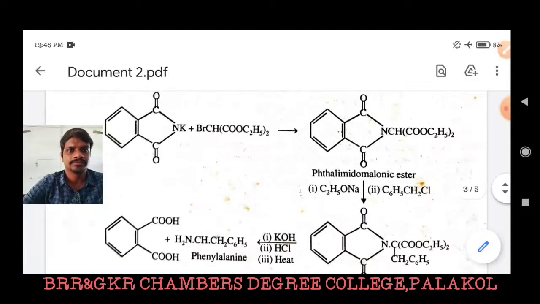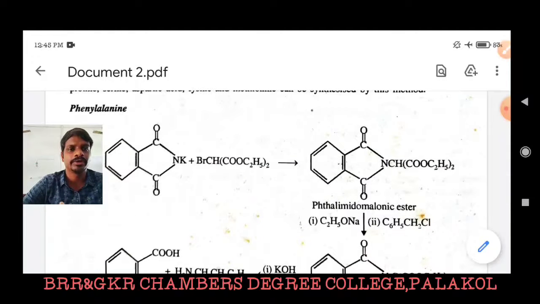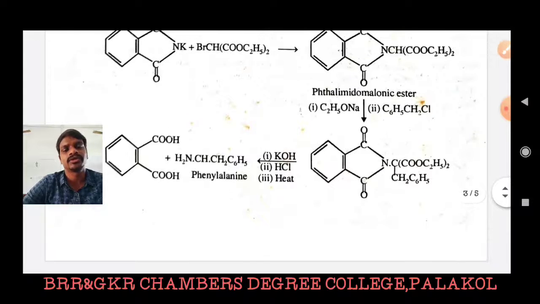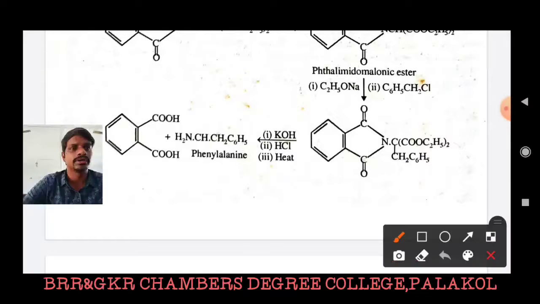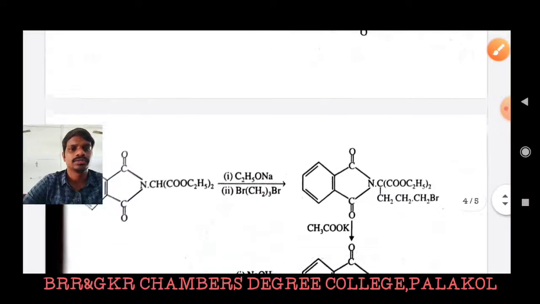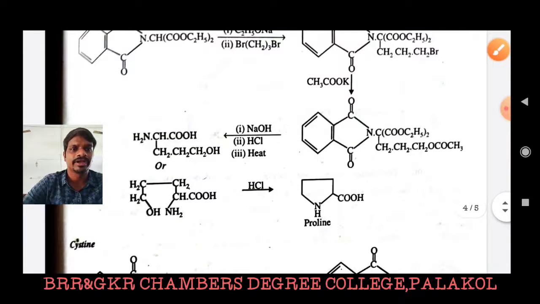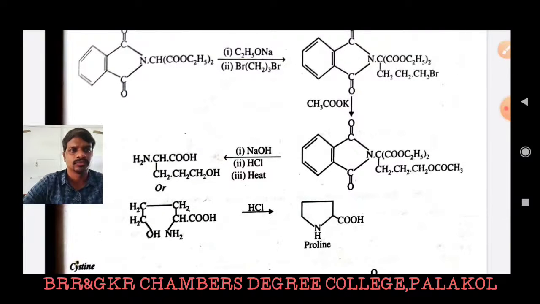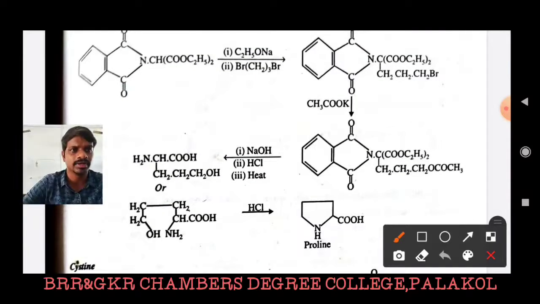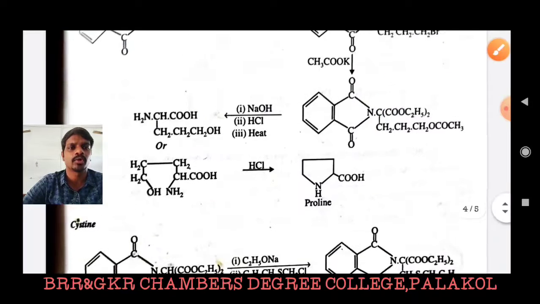So in this method, potassium phthalimide is reacted with malonic ester, students. Then we can get different alpha amino acids. Based on our target amino acid, we have to treat it with different alkyl halides. Now see here, this is the complete mechanism for proline. Here I would like to prepare proline, so in place of benzyl halide, I treat with 1,3-dibromopropane, so that I get proline.